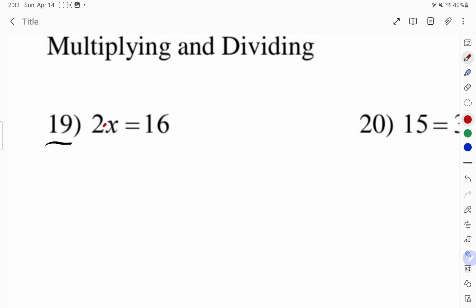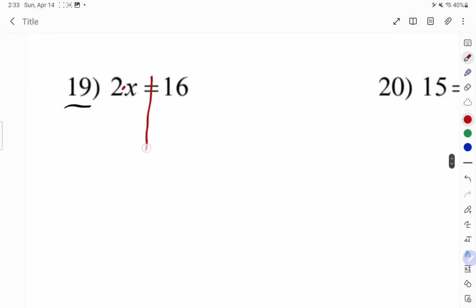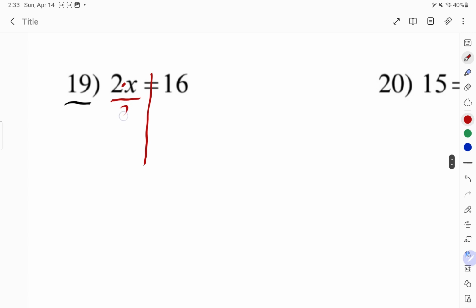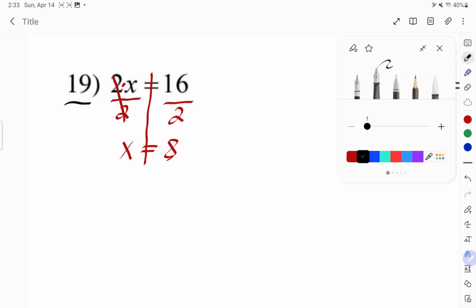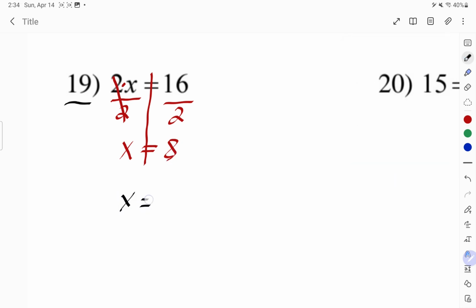They're multiplying. So in order for me to move the 2 over, I'm going to have to do the opposite of multiplication, which in this case is division. What I did to one side, I go ahead and do to the other. Now the 2s cancel out, right? They become 1. So over here, I have x by itself. And on the other side, 16 divided by 2 is 8. So my answer for this one is just x is equal to 8.